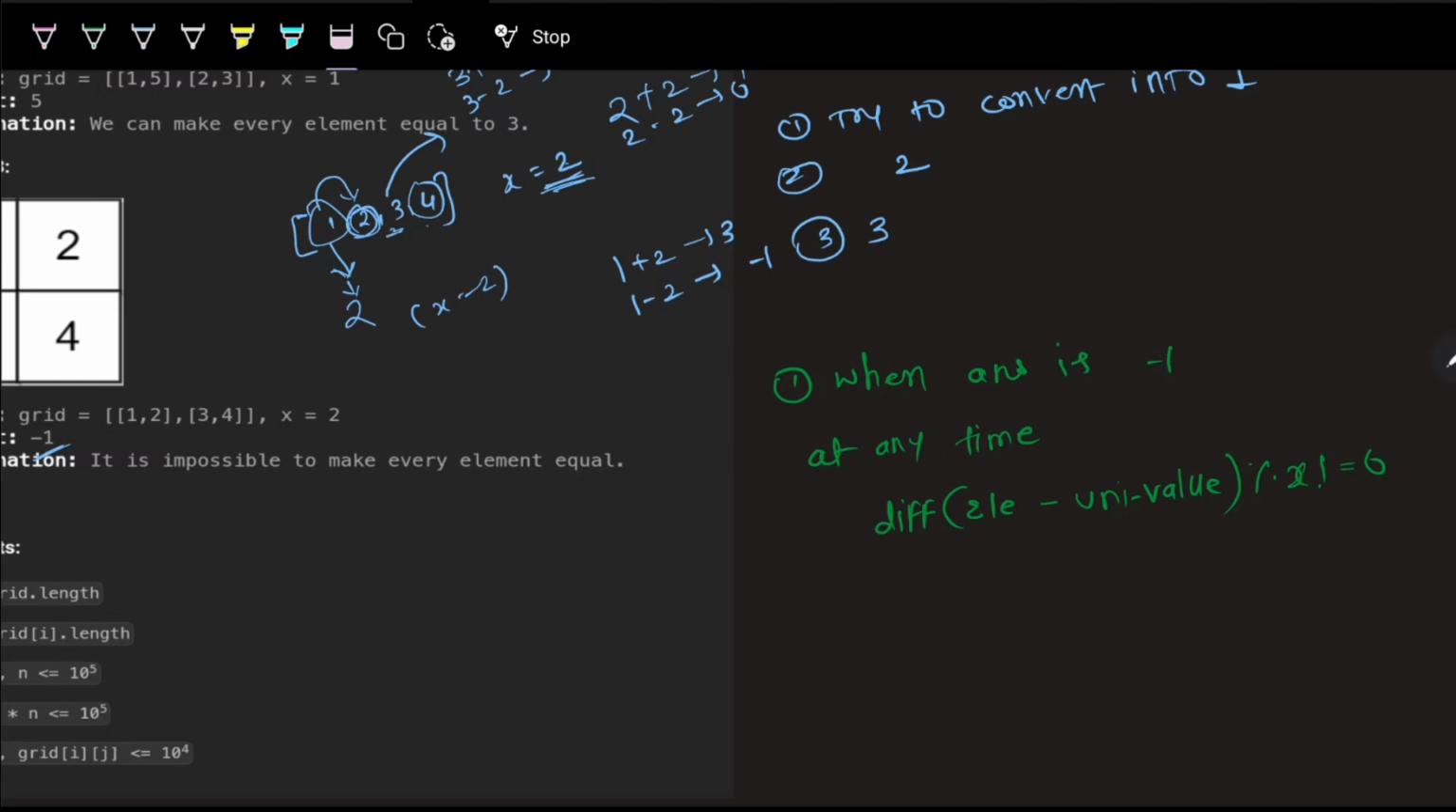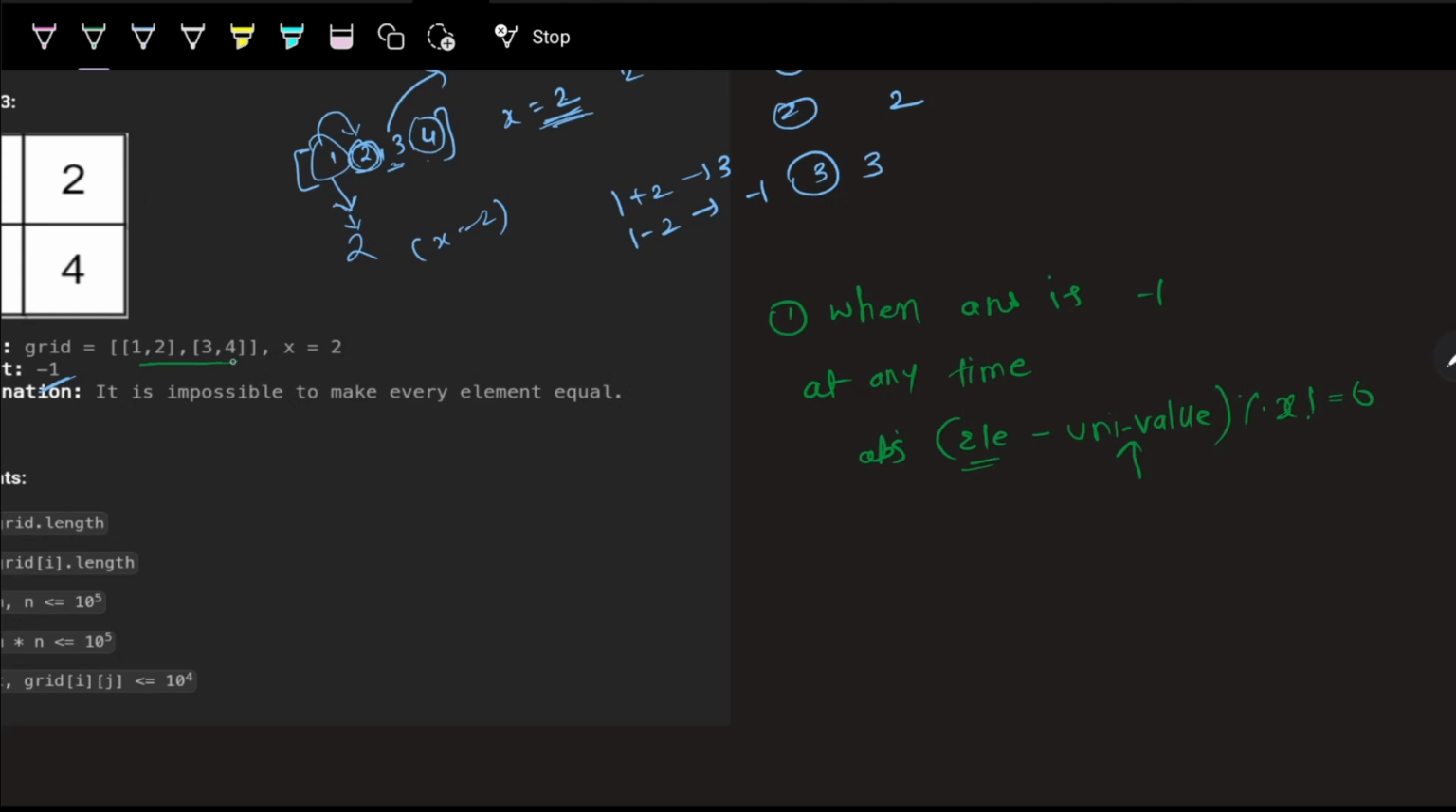This should be absolute, my bad, because this uni value can be greater and this element can be smaller, or the vice versa case can be there. What I am saying is, when I try to convert these elements into 3, for 2 it is not possible. If we see absolute of 2 minus 3, mod x, and x is 2 given here, so this is 1 mod 2, which is 1, which is not 0. So it means it is not possible, so I will just return -1.